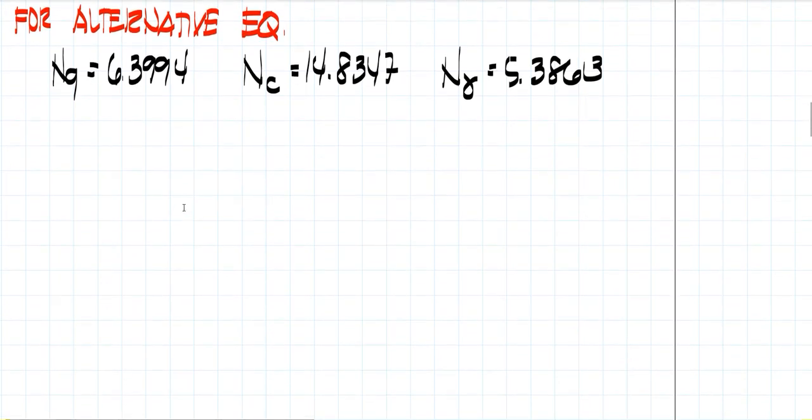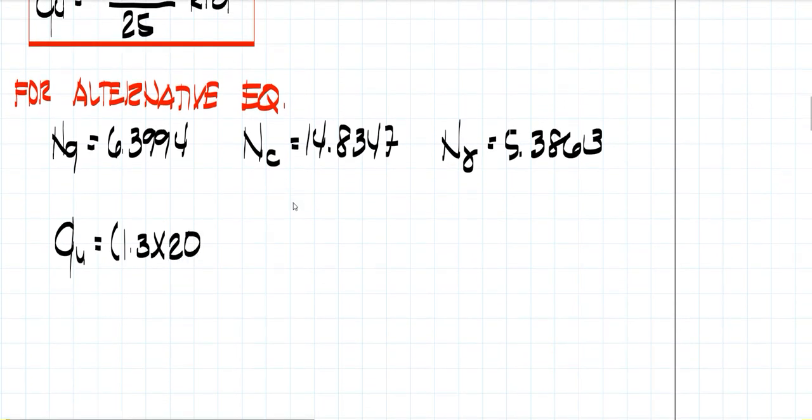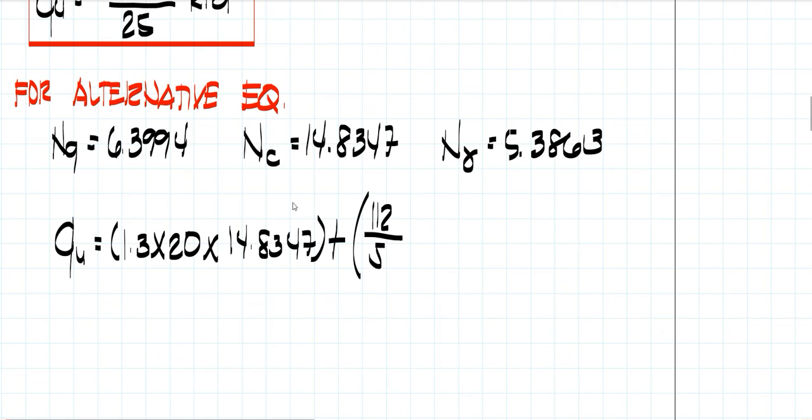So to compute, we have to substitute the same value of C. So that is 1.3 muna times C, which is 20, times the NC, which is 14.8347, plus Q, which is 112 over 5, times 6.3994 na NQ. So, these bearing capacity factors, as I repeat, came from our previous sample problem since hindi naman nagbago yung angle of internal friction natin.